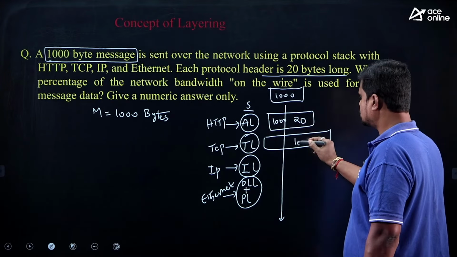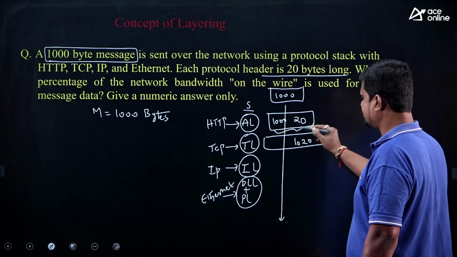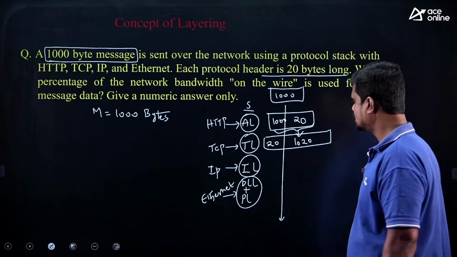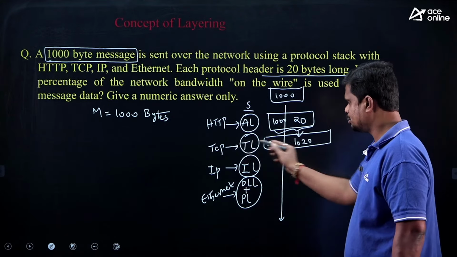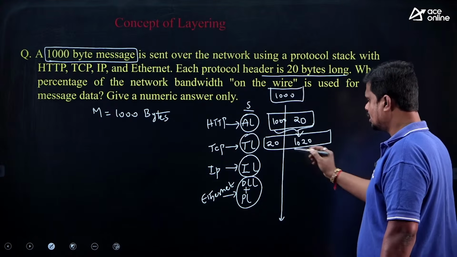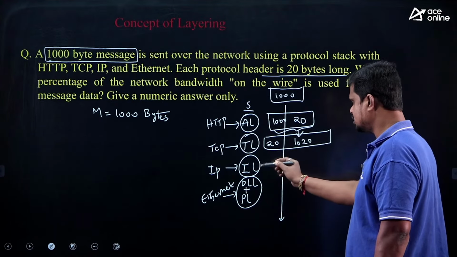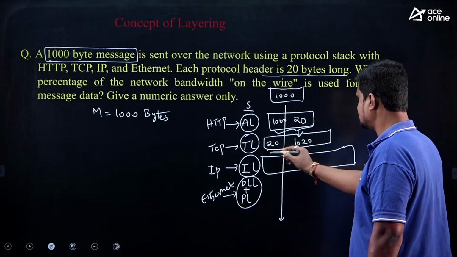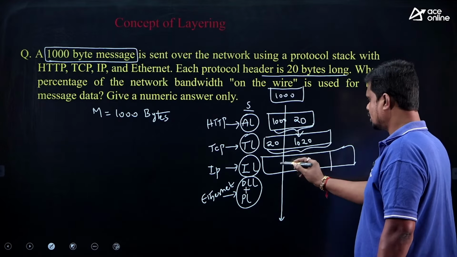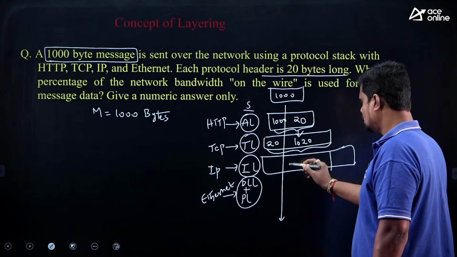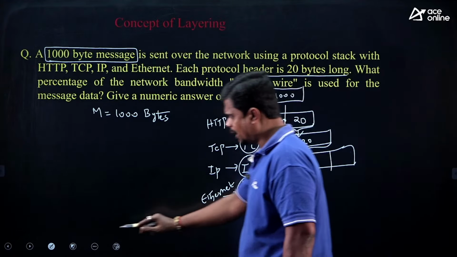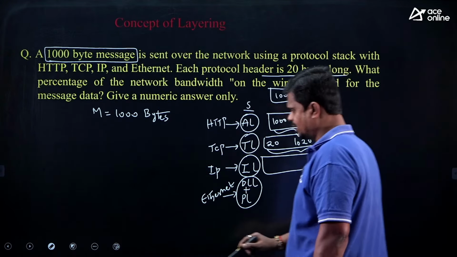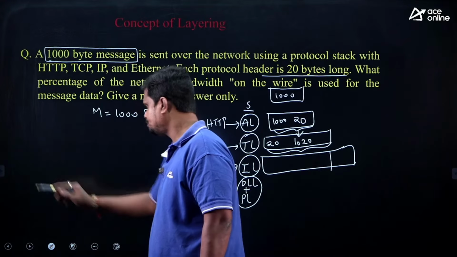This 1020 bytes is part of your data field, and for this a 20-byte TCP header can be added. And then at the internet layer, again this totally comes under the data portion of your IP. So it comes to 1040, right? This is 1040.